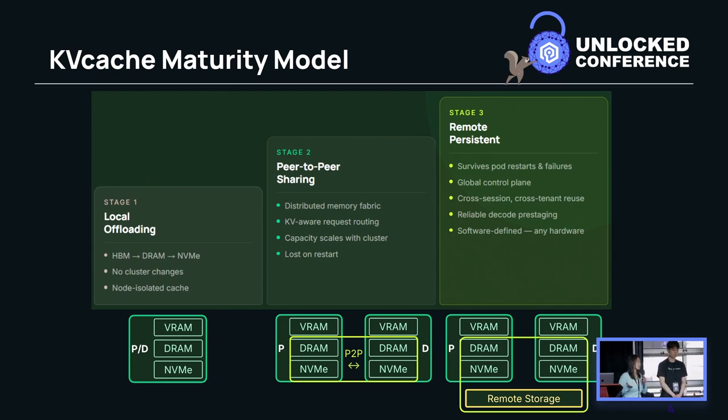You have peer-to-peer sharing. Right, so now instead of accessing just my local disk, maybe I can access the disk of a neighbor node who I'm trying to take some load off of. So that's cool. Now you have a mesh of memory, and you can use it across nodes. However, there's still no durability here. If your instance dies, if your pod restarts, you lose everything, and you have to recompute the cache.